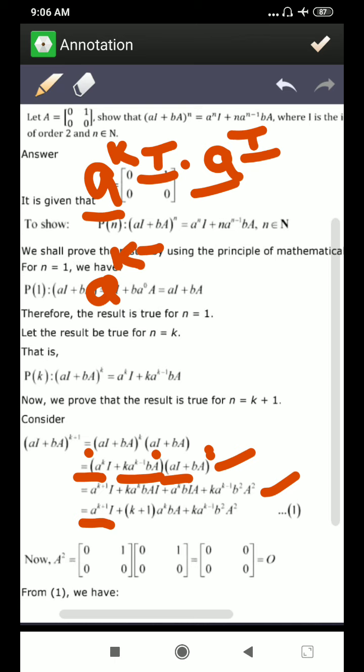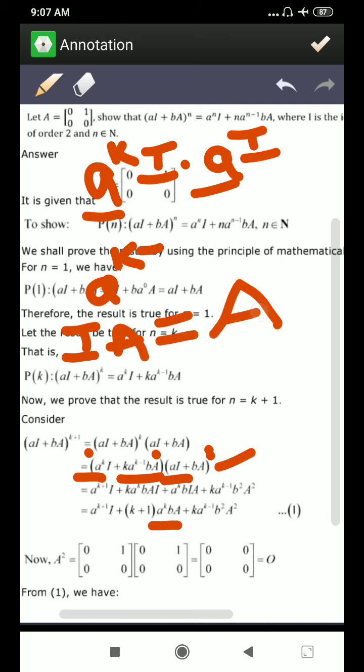In these two terms, you can take a raised to power k into B A as common. A raised to power k into B A is common in both. But one more property I've used, that I into a is I only. So you note it down. When identity matrix is multiplied with any matrix, you will get that matrix only. I into a is equal to a only. So in this I into a is a only. In this I into a is a only.